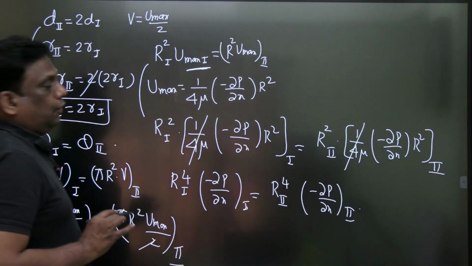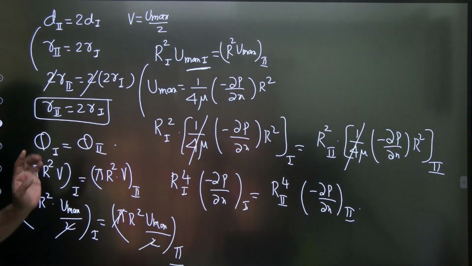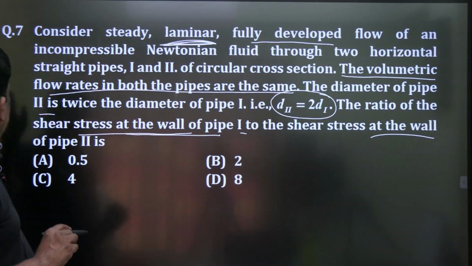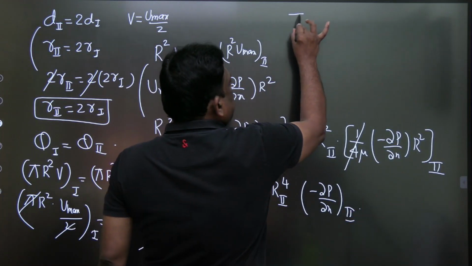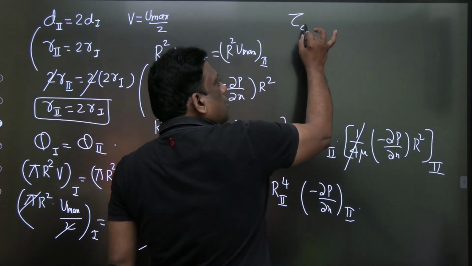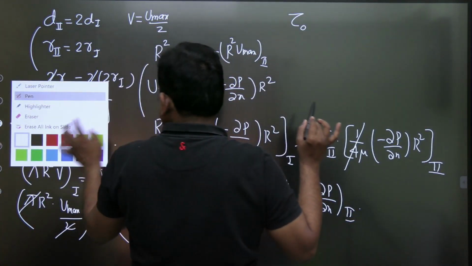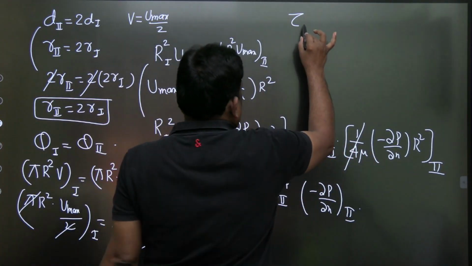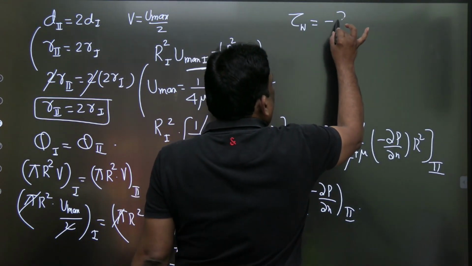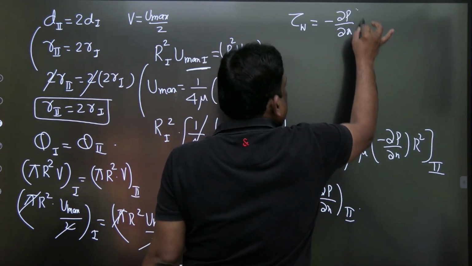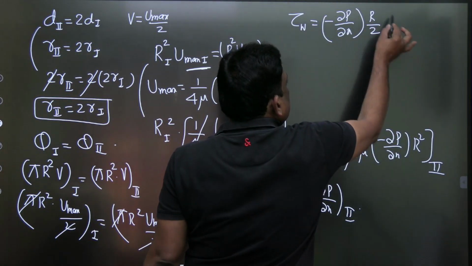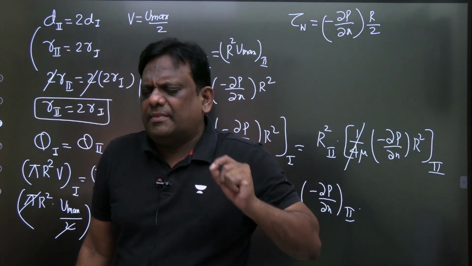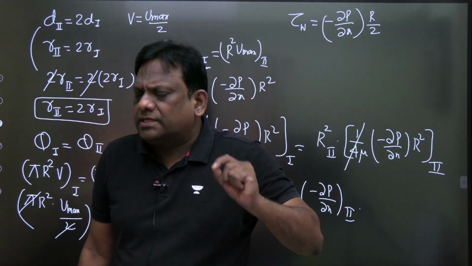Wait. Now what do you want? Please observe the ratio of wall shear stress for pipe 1 to pipe 2. Look at the shear stress at the wall, which I write as tau naught, or this can also be written as tau w, doesn't matter. Tau wall is equal to minus dou p by dou x into R by 2. This was the equation that I derived in laminar flow. So the wall shear stress for laminar flow is given by minus dou p by dou x into R by 2.